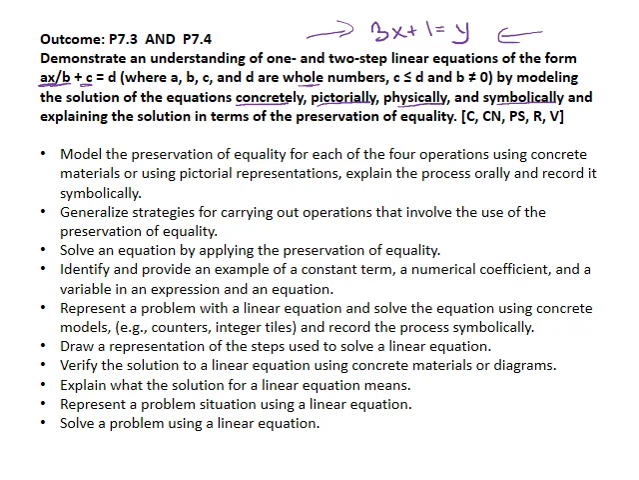Alrighty, moving down. Let's have a look at our indicators. This is just P7.3 right now, and then I've got another slide for P7.4, but I guarantee you it is all the same stuff. Okay, modeling preservation of equality. So keeping your scale balanced. Everything on this side of the equal sign has to equal everything on this side of the equal sign. And when they're balanced, everybody's happy.